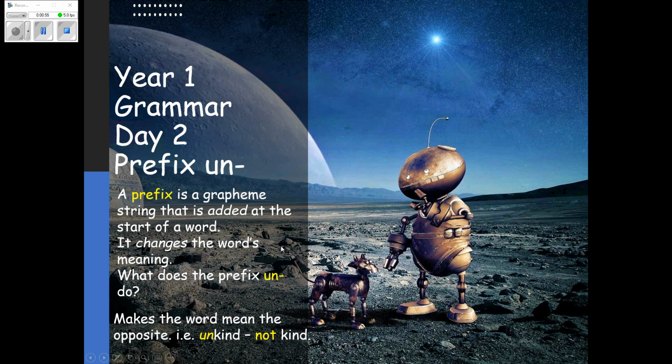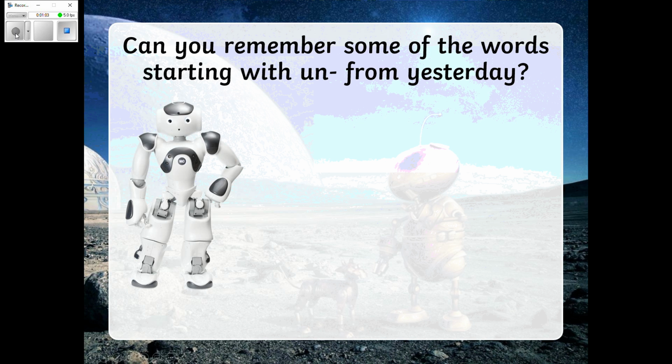That's right. The prefix un makes the word mean the opposite. So, for example, unkind is not kind. Now, the robots have your second challenge. Can you remember some of the words starting with un from yesterday? Grown-ups, if you pause the video until your child has had a good chance to write a few of these down, that would be great.